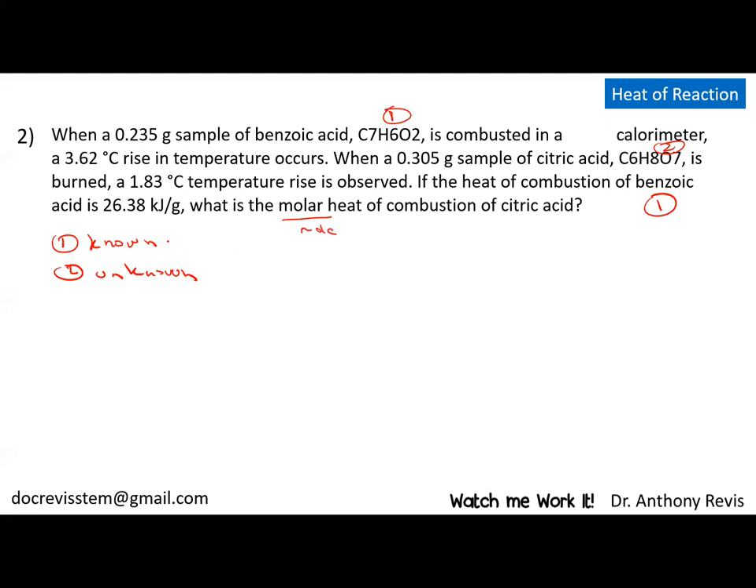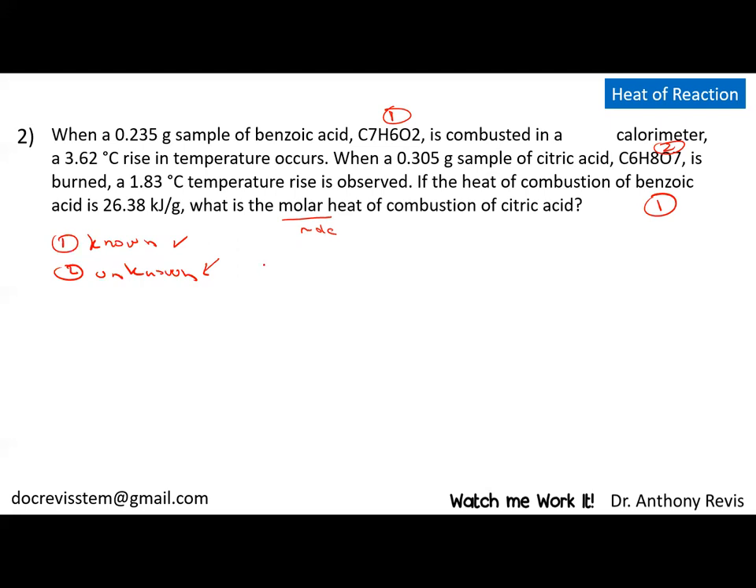In other words, I can get all my values from this one, but I'm missing a value here. But what I'm missing in number 2 can be obtained through number 1. That's the point. So when you see a problem like this, one's the standard, one's the unknown. Run calcs on the known, use a value from the known, and plug it into the unknown. And that's what we're going to do. So watch us do this.